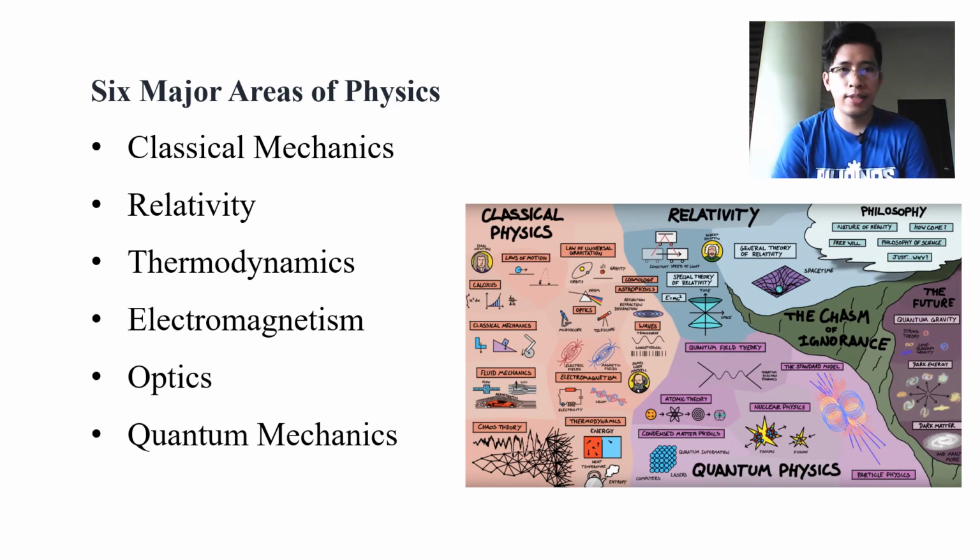Physics can be divided into 6 major areas. We have classical mechanics, relativity, thermodynamics, electromagnetism, optics, and quantum mechanics. For this course, we are going to focus our attention on classical mechanics, which is also called Newtonian mechanics.